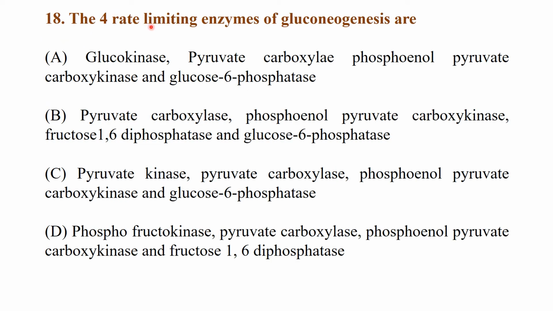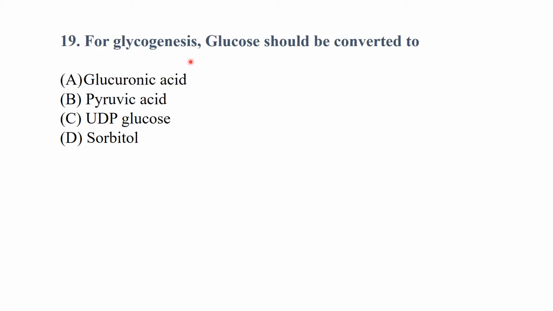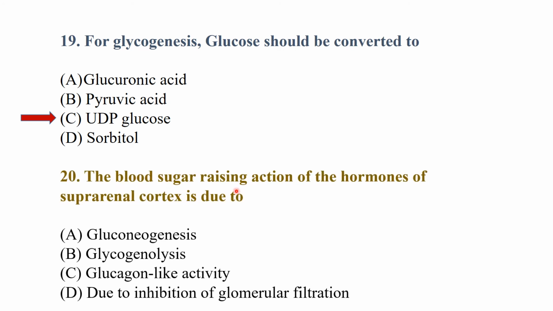The four important rate limiting enzymes of gluconeogenesis, best answer is B: pyruvate carboxylase, phosphoenol pyruvate carboxykinase, fructose 1,6 diphosphatase, and glucose 6 phosphatase. For glycogenesis, glucose should be converted into UDP glucose. The blood sugar raising action of the hormones of suprarenal cortex is due to gluconeogenesis.